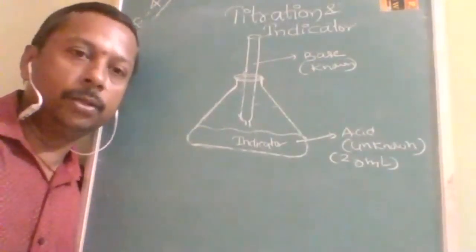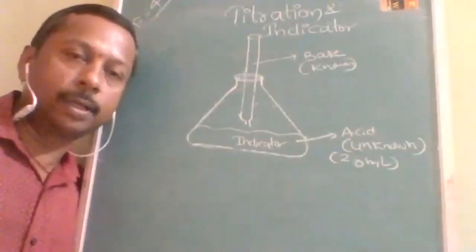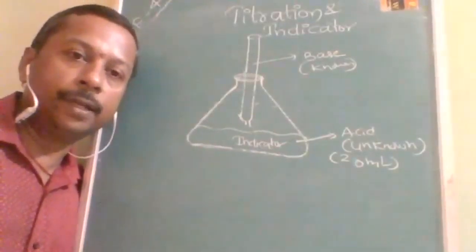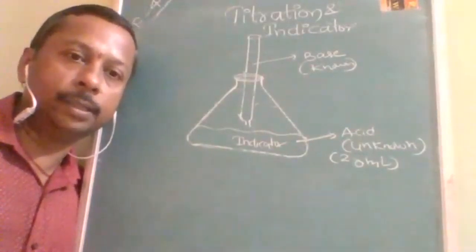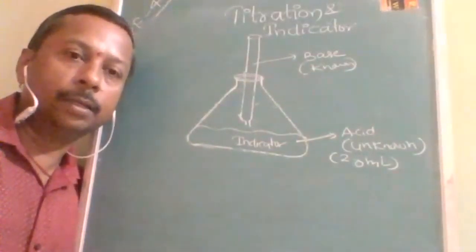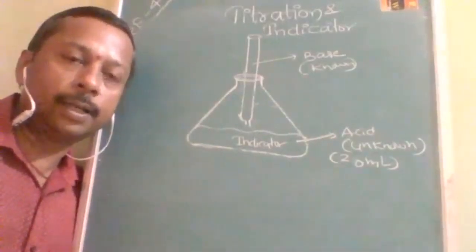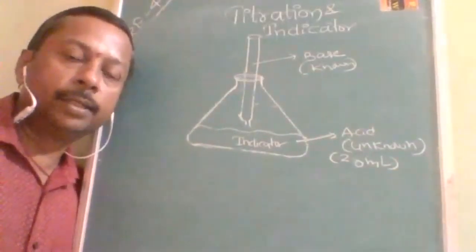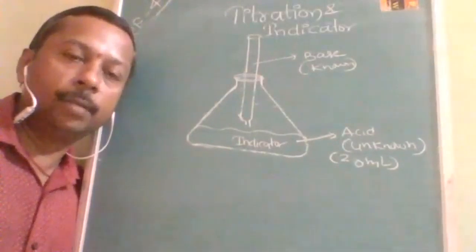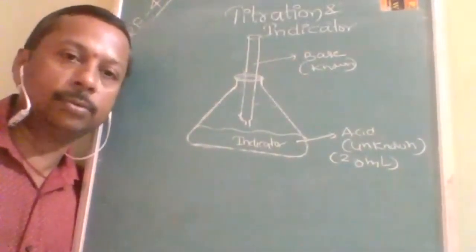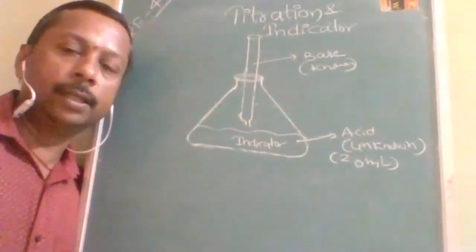Indicators are not any new substances. They only have an extra characteristic, that they show different colors or transparency in different media. If it is transparent in acidic media, it should not be transparent in basic media. If it is blue in basic media, it should not be blue in acidic media. Anything other than blue is okay. So that is the indicator.